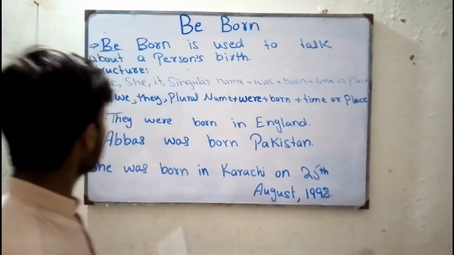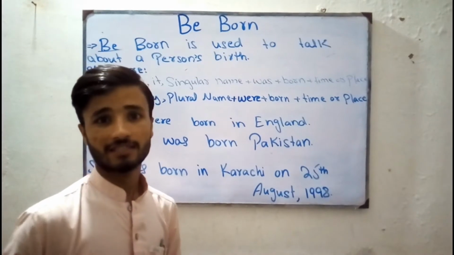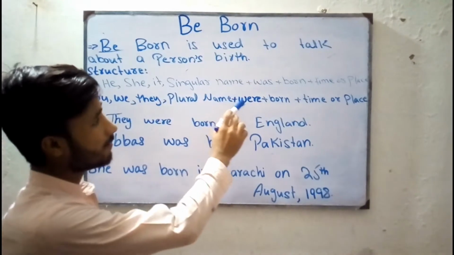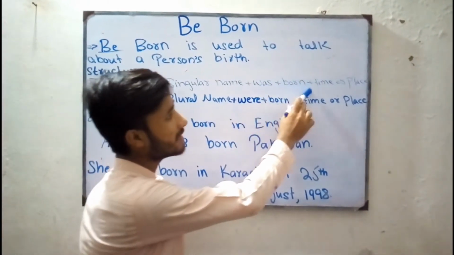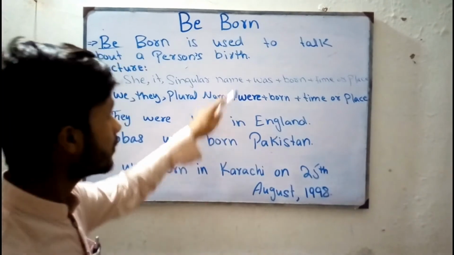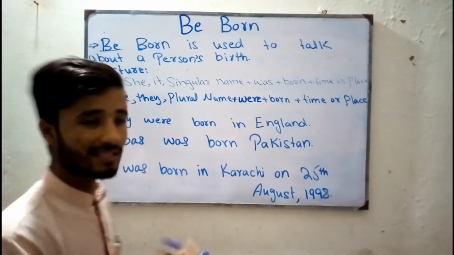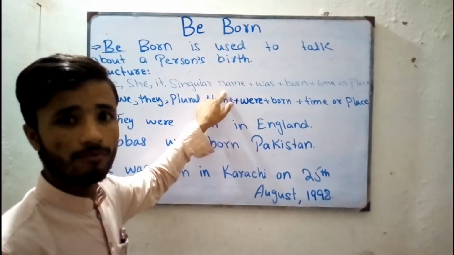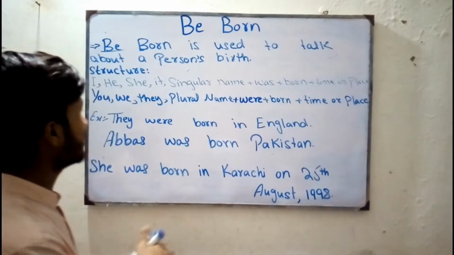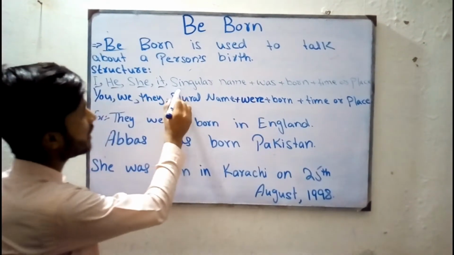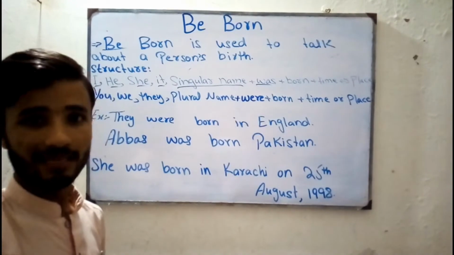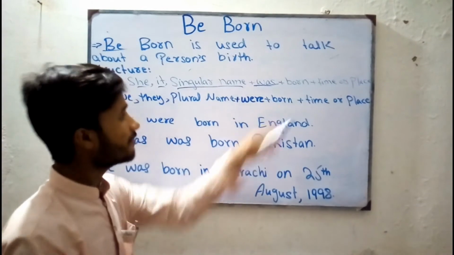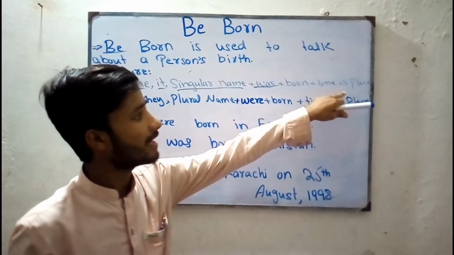Is this clear? So see the structure. It has two kinds of structures, right? So see the first one. I, he, she, it, singular name plus was plus born plus time or place. Now what does this structure mean? This structure means that with I, he, she, it or a singular name we use was. Is this clear, guys? With singular we use was. So after this, plus born plus time or place.